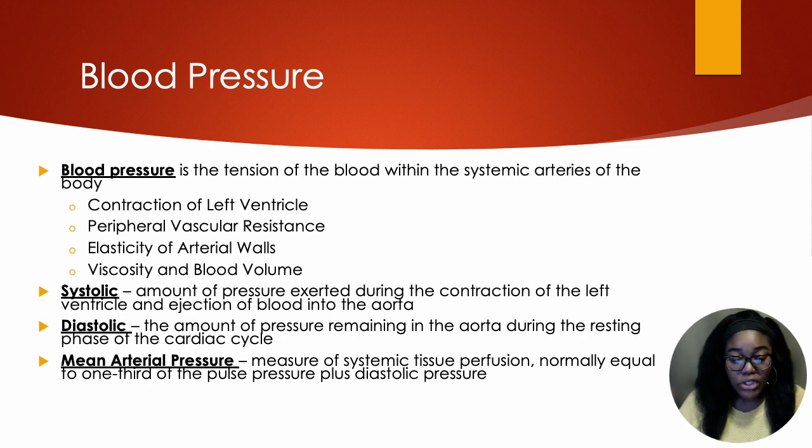Another way that we measure perfusion specifically, though, is through a value called mean arterial pressure. So this is the measure of systemic tissue perfusion, and normally it is equal to 1/3 of the pulse pressure plus the diastolic pressure. Now, for the purposes of this class, I'm not going to make you do calculations on the mean arterial pressure, but just know that anytime someone speaks of the mean arterial pressure, or the MAP, it is a direct correlation of the perfusion in the body.